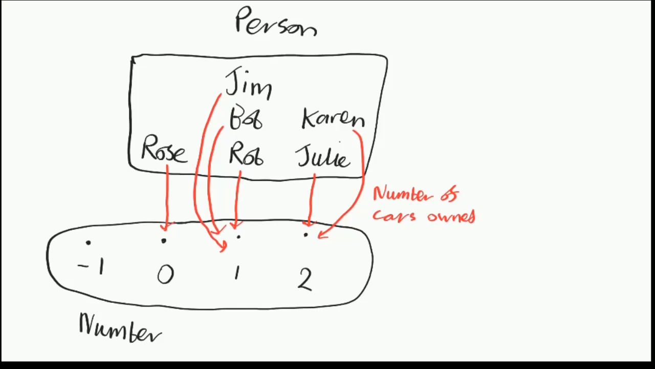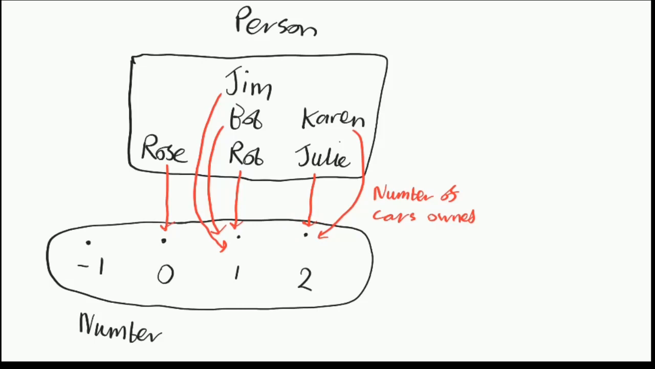Okay, so we're trying to represent some data here. Rose doesn't own a car, so the number of cars she owns is 0. Jim, Bob and Rob, each of them own 1 car, and Karen and Julie are fortunate enough to own 2 cars.